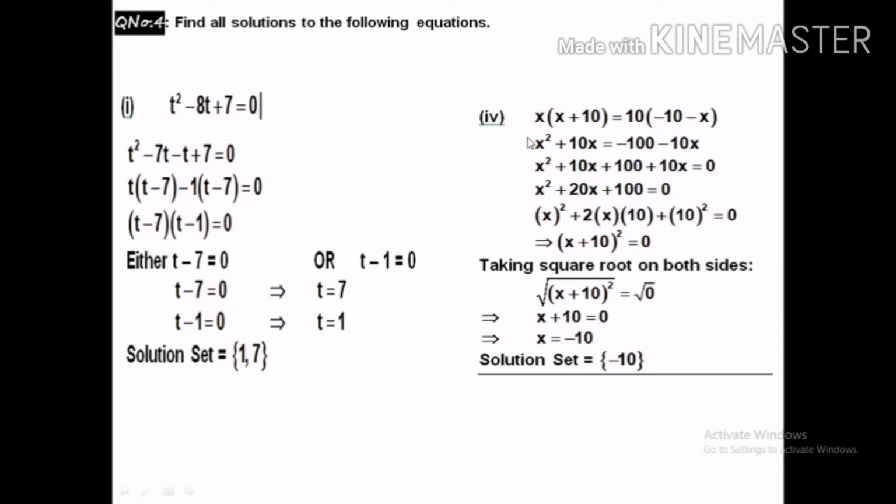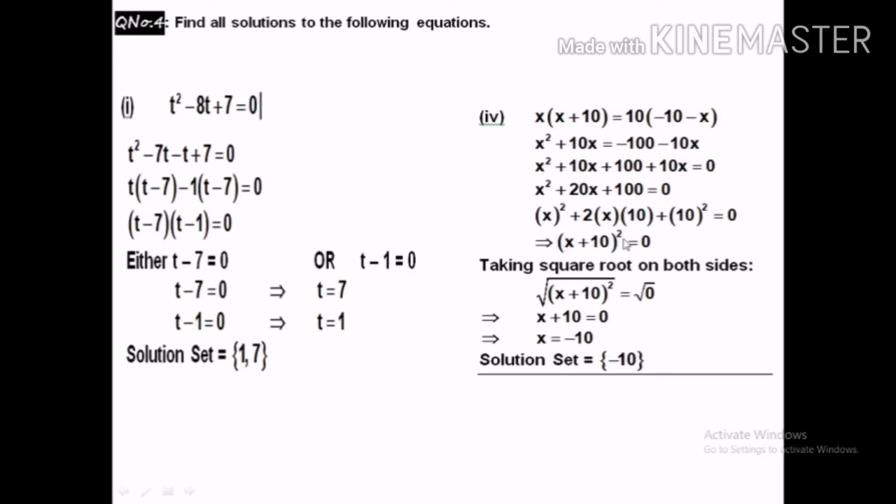Similarly, part 4 of the same question: solve this equation by any method. First of all, we simplify this to get the standard form of a quadratic equation. Multiplying, we get x square plus 10x is equal to minus 100 minus 10x. Transferring the right hand side to the left hand side, x square plus 10x plus 100 plus 10x is equal to 0. By adding like terms, we get x square plus 20x plus 100 equal to 0.